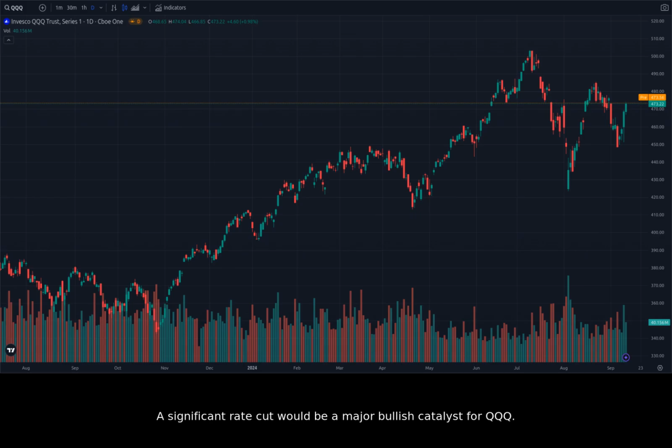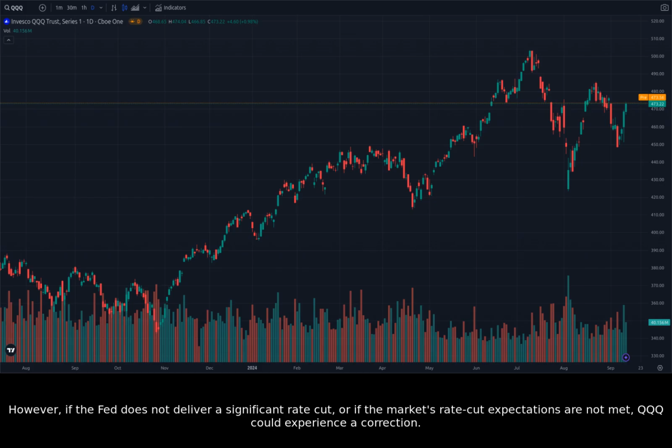A significant rate cut would be a major bullish catalyst for QQQ. However, if the Fed does not deliver a significant rate cut, or if the market's rate cut expectations are not met, QQQ could experience a correction.